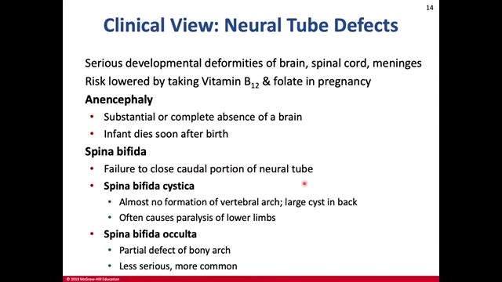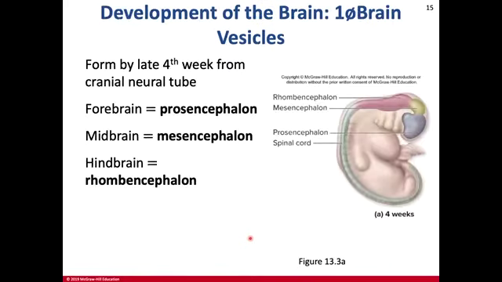Spina bifida is the failure to close the caudal portion of the neural tube, and it can present as spina bifida cystica, where you will have almost no formation of a vertebral arch, you generate a large cyst in the back, and that can cause paralysis and infection. And you're often wheelchair bound. We have to fix this surgically, okay? In spina bifida occulta, you have a partial defect of the bony arch, and you end up with not nearly as severe a condition. And occulta means hidden, okay? So it can present in different levels of severity. And we can pick this up on ultrasound, okay?